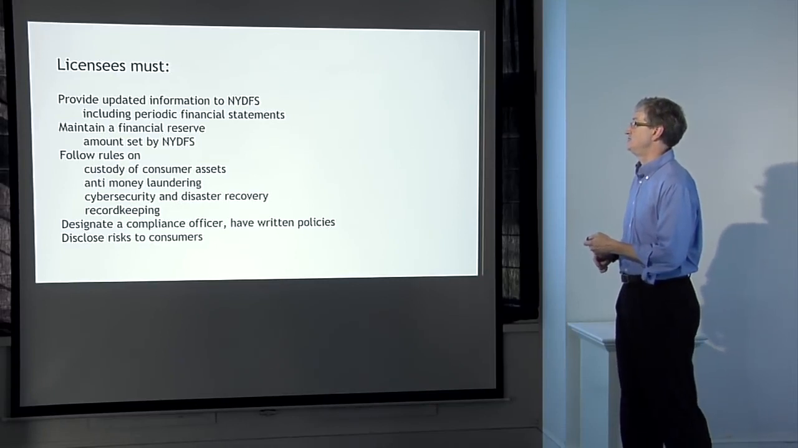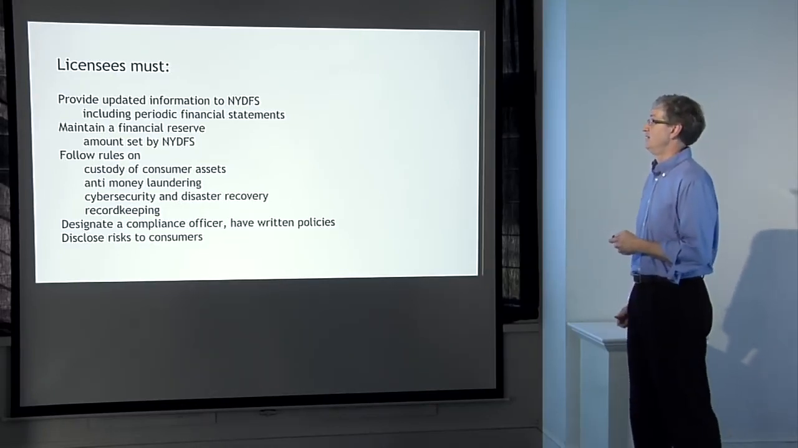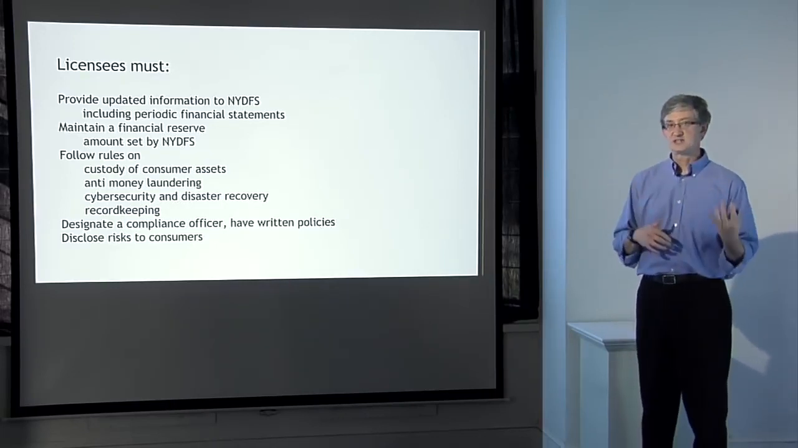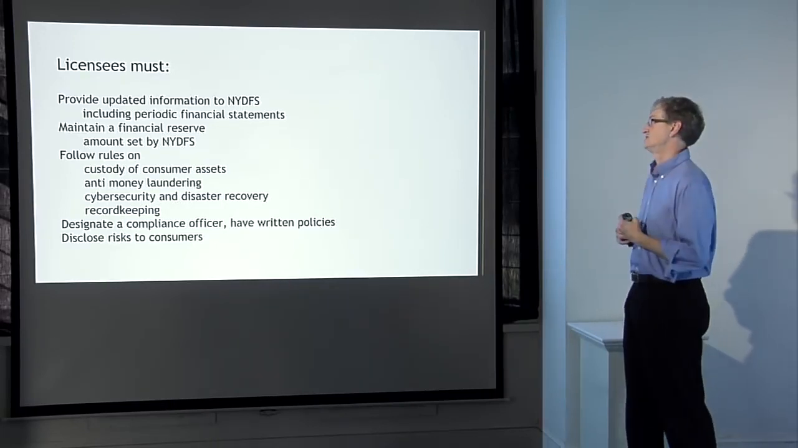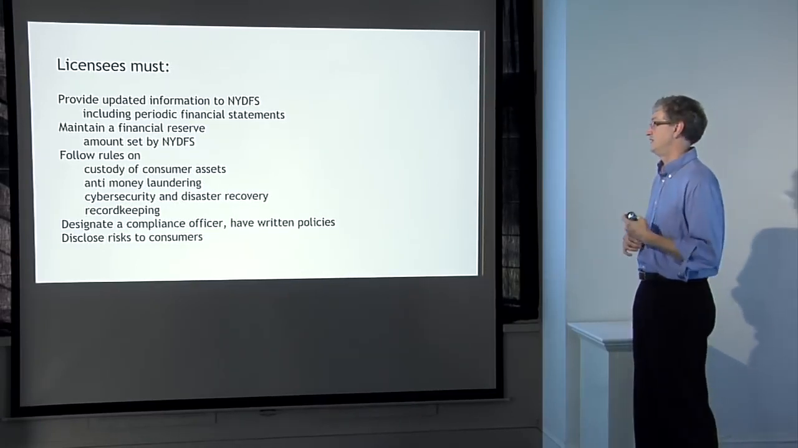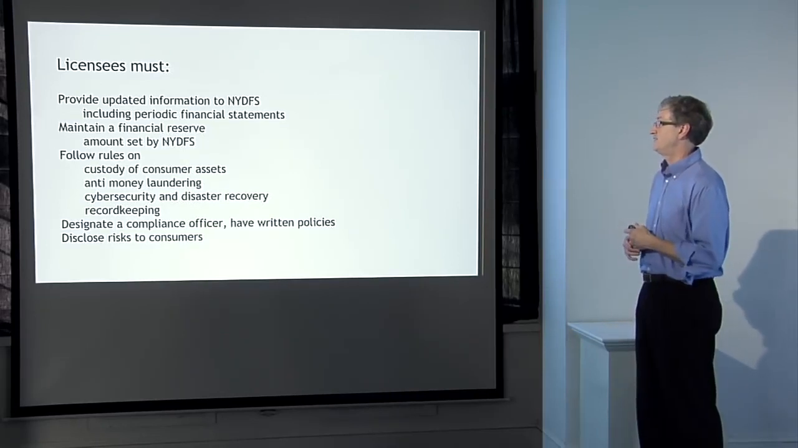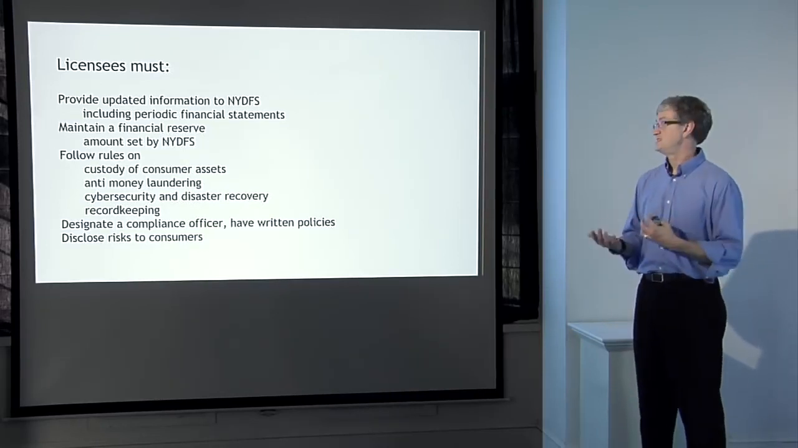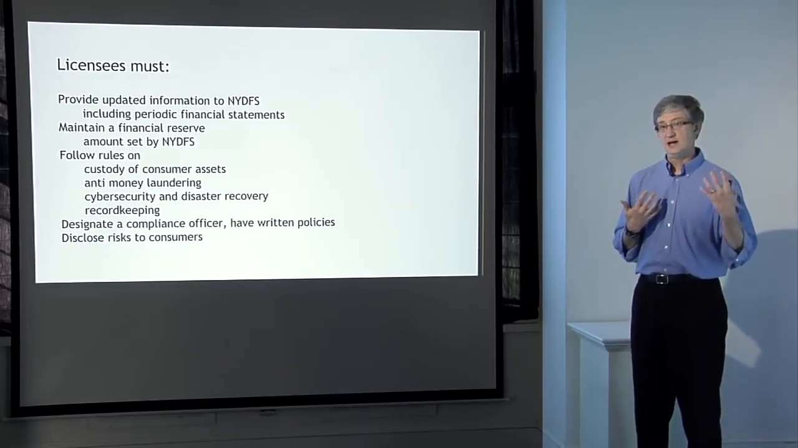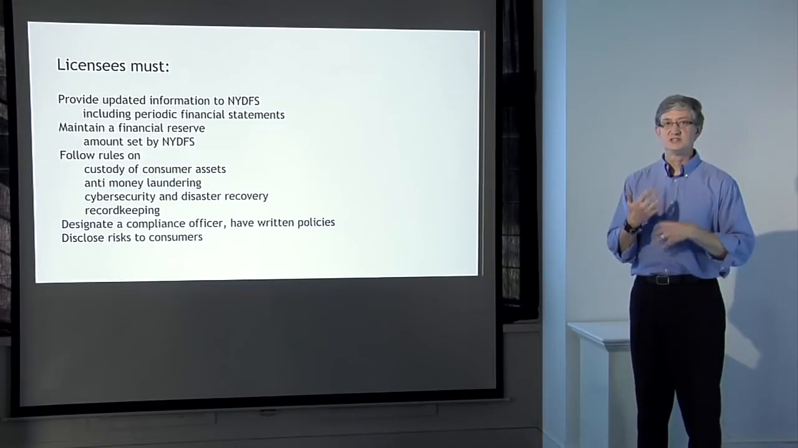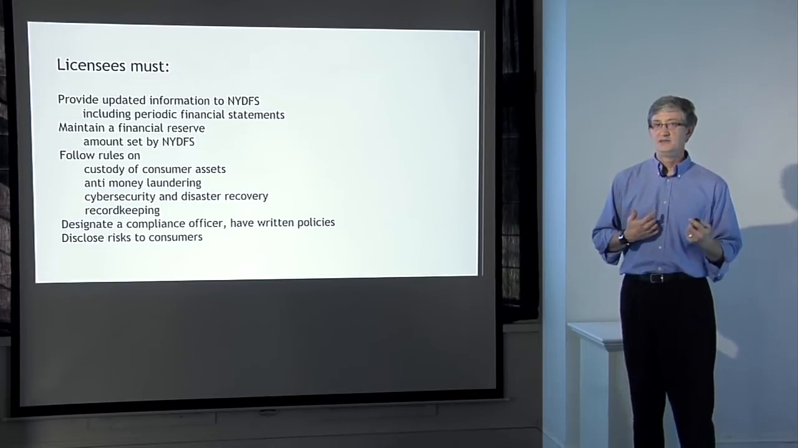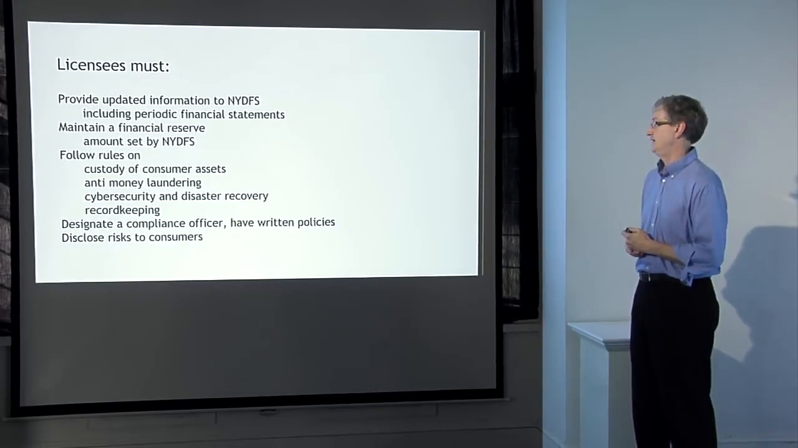A licensee would have to do the following things once you had a license. You'd have to provide updated information to the Department of Financial Services about the things I talked about before, ownership, finances, insurance, and so on. You'd have to provide periodic financial statements so they can keep track of how you're doing financially. You'd be required to maintain a financial reserve. The amount of that would be set by the Department of Financial Services based on various factors about your business, what's the nature of your business, how well financed it is, who it is, how big it is, et cetera, et cetera. The DFS would be able to set rules about that.